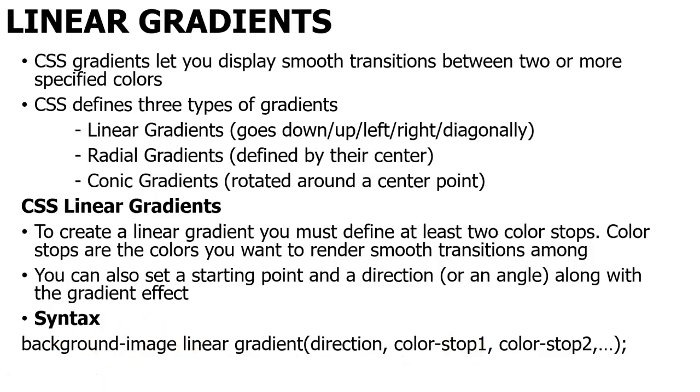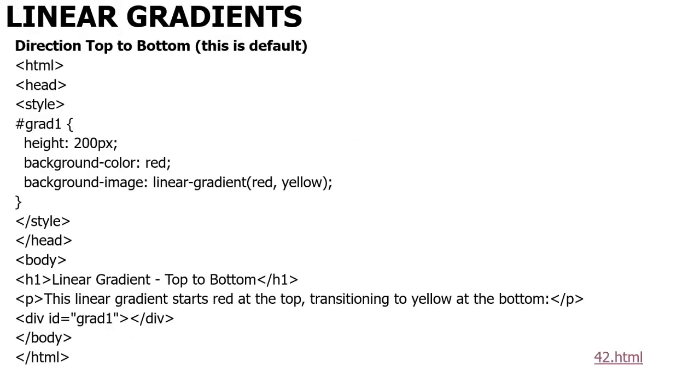So this is going to be the syntax for linear gradient. Linear gradient is going to give the direction along with the two different colors; at least two colors you have to give. So we'll go for this example. The first one is direction top to bottom, which is the default, which means if you're not going to give any direction, by default it will print in top to bottom.